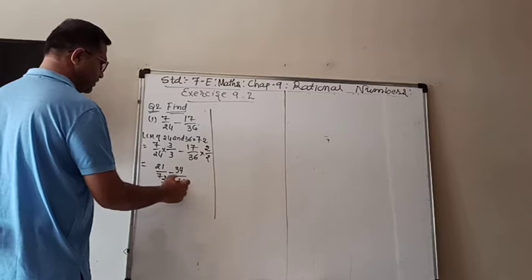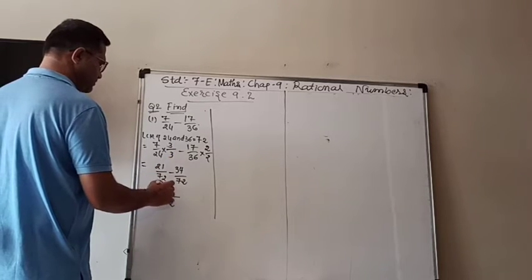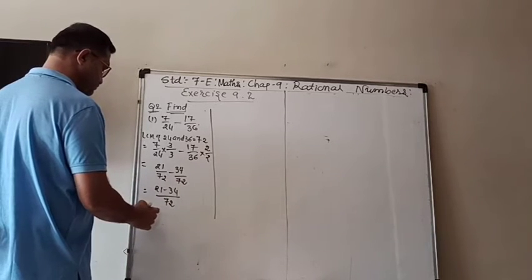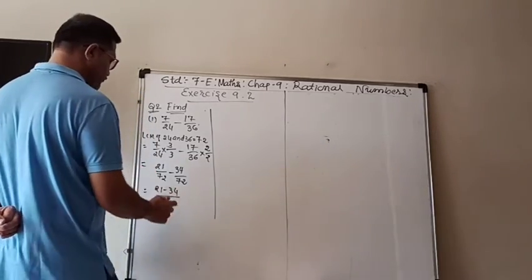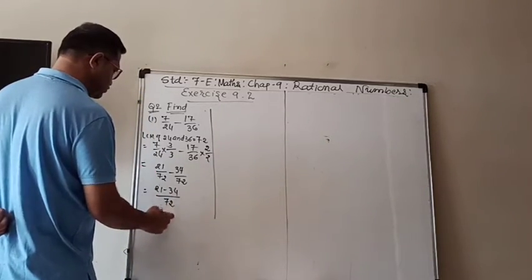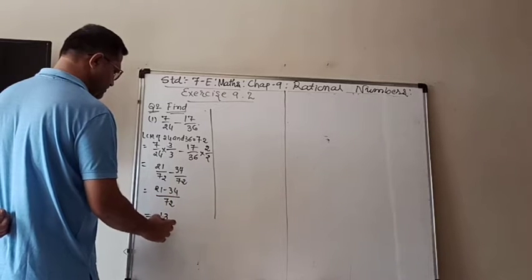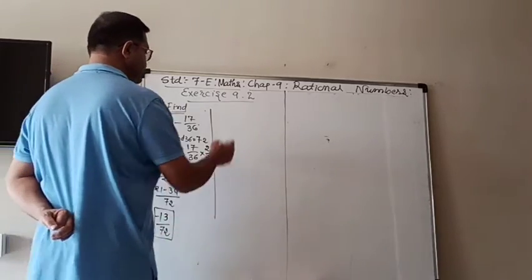Now we have equal denominators, so you can do the subtraction. 21 minus 34, keeping the same denominator. Now 4 minus 1 is 3, 3 minus 2 is 1, but the greater number is minus. So the answer is minus 13 upon 72.